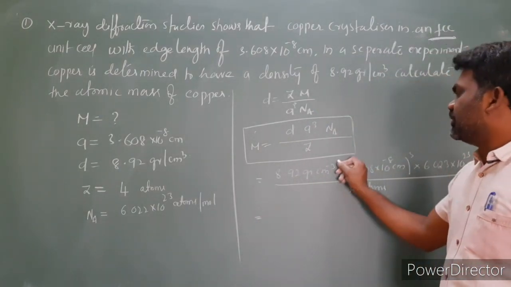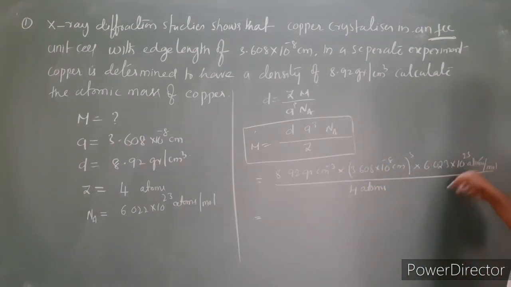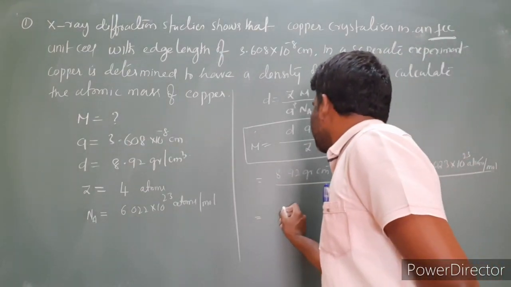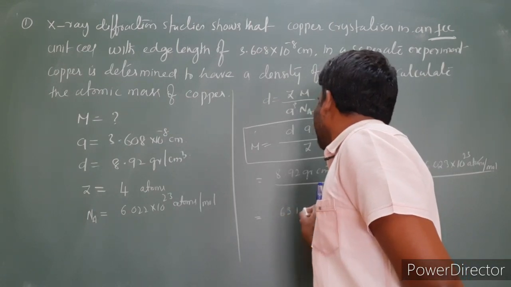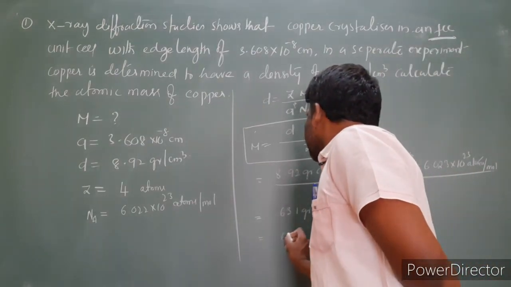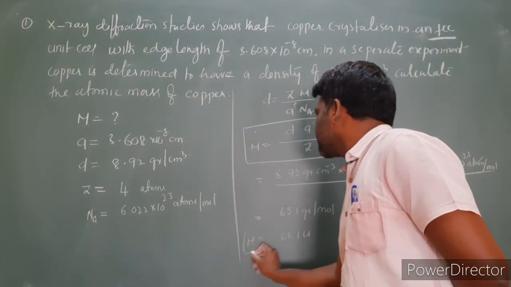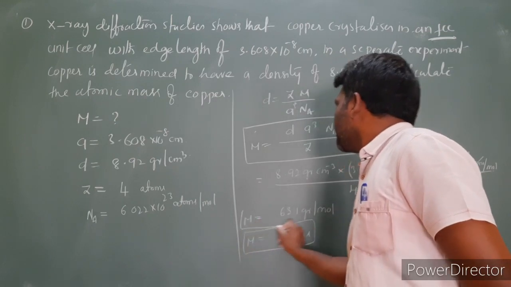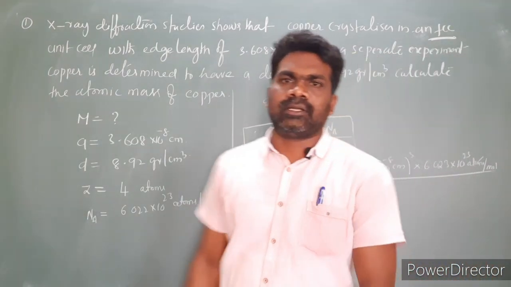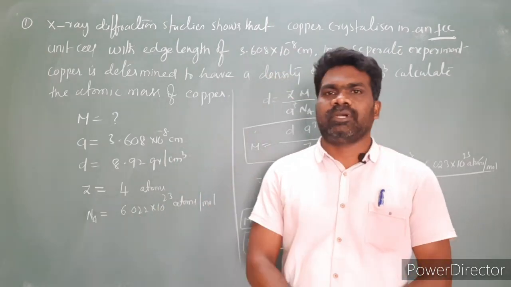Here is centimeter cube inverse 3 and here is centimeter cube, which will cancel. Next, here is atoms, and these atoms cancel. The remaining unit we have is gram per mole. So upon simplification we get 63.1 gram per mole. In terms of unit mass, 63.1 u. This u represents unified mass, so both are correct. So the atomic mass of copper is equal to 63.1 gram per mole or 63.1 unified mass. So this is problem number 1.